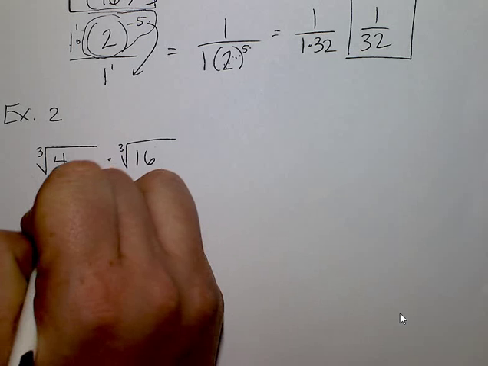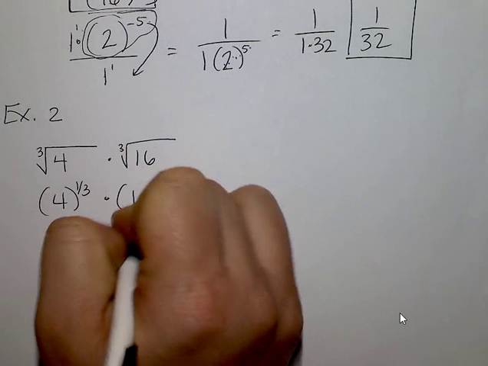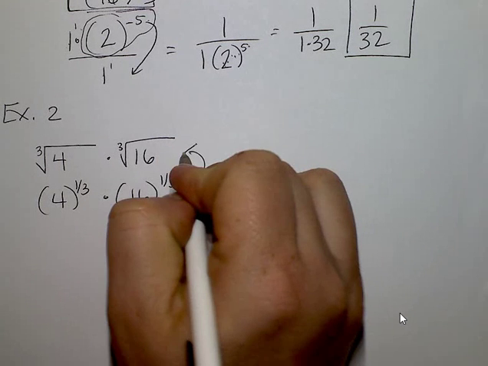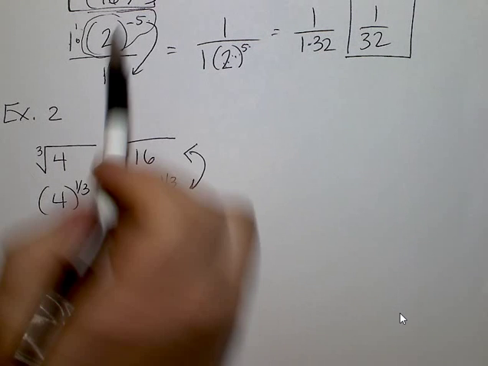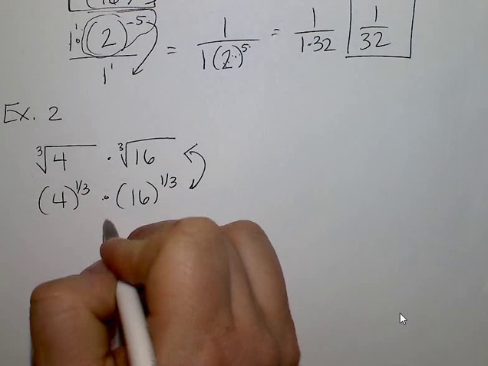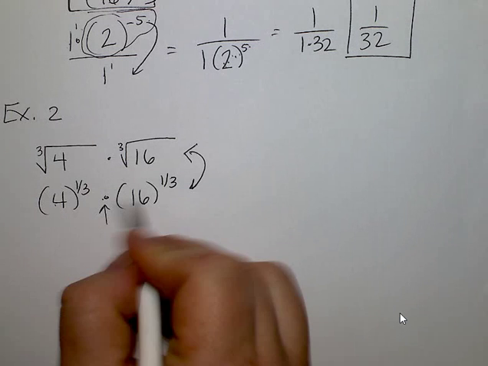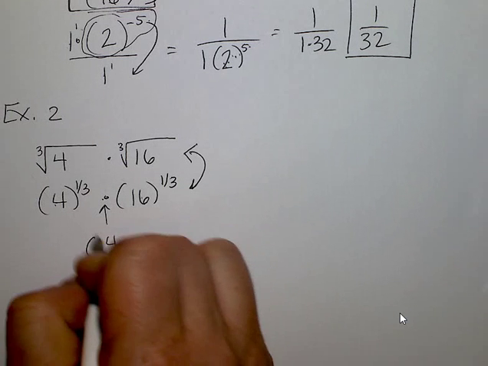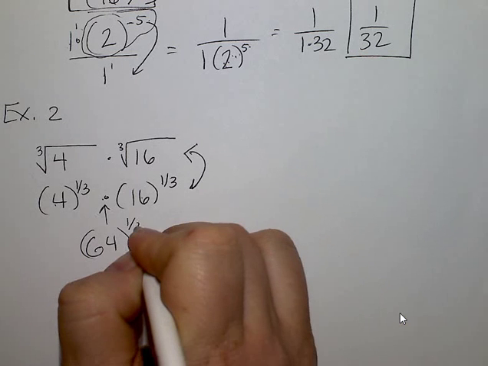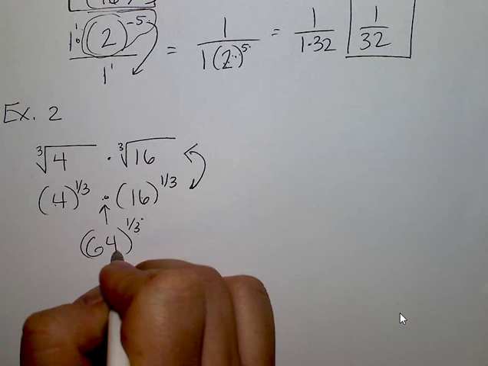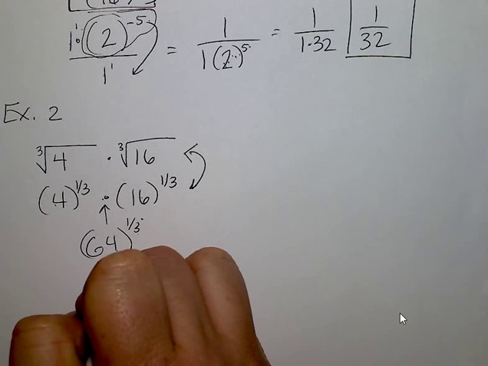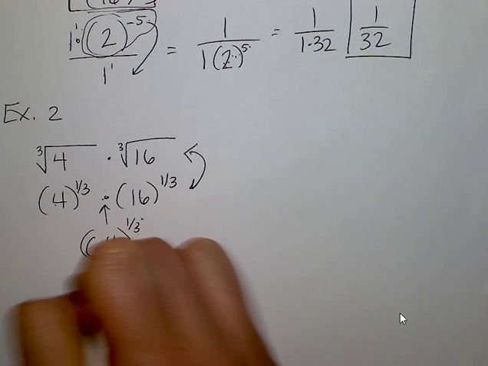So 4 to the 1/3 times 16 to the 1/3. These are equivalent forms. Again, as long as you're multiplying or dividing and you have the exact same exponents, we can perform the operation. 4 times 16 is 64. 64 to the 1/3. What times itself 3 times equals 64? Anyone? 4. Problem's done.